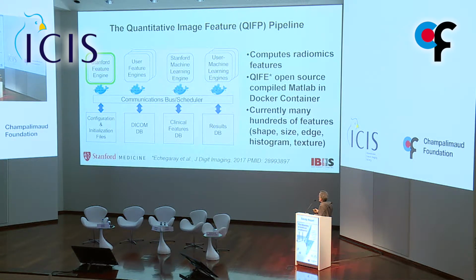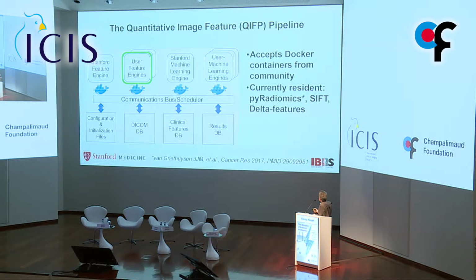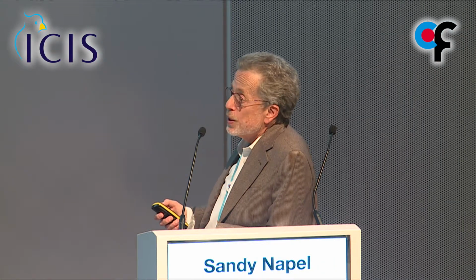It comes loaded with Stanford's feature engine. This was developed in MATLAB by one of my students who became a postdoc later. It was published in Journal of Digital Imaging, and it computes hundreds of the many image features that we've talked about, shape, size, etc. That's available, and it comes with the system. In addition, there are user feature engines that can be uploaded to the system by any user as long as they're containerized. And we've standardized on the Docker container.